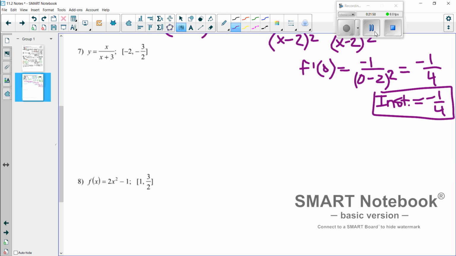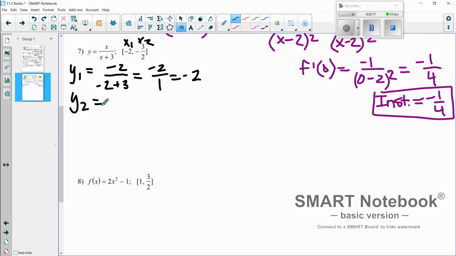I'm going to denote my values as x1, x2, and then we're going to be finding that y1 value. So let's find the y1: negative 2 over negative 2 plus 3. Well, that's going to be negative 2 over 1, which equals just negative 2. Then y2 is going to equal, now we got some fraction work, negative 3 halves over negative 3 halves plus 3.